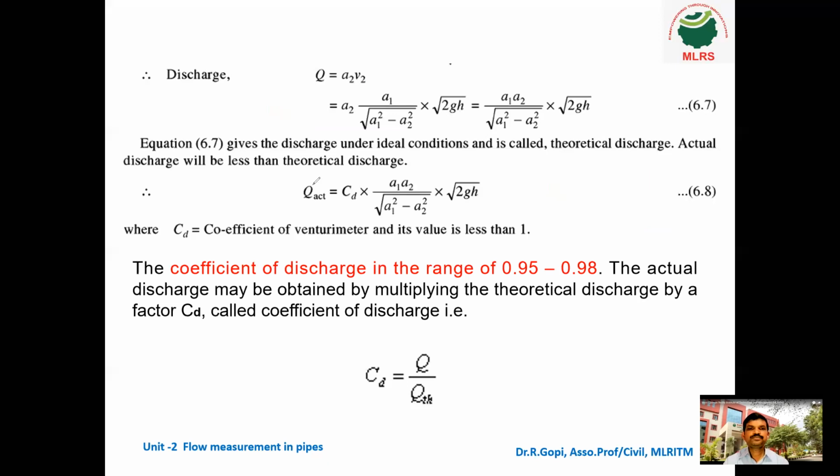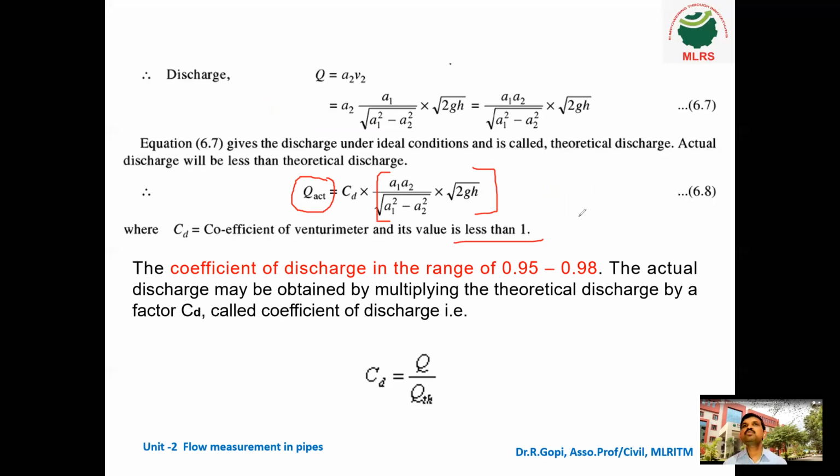So we need Q actual, which means CD into Q theoretical. Here we write Q actual is equal to CD into this portion, which is Q theoretical. How to calculate the CD value? CD is the coefficient of the venturimeter and its value is less than 1. So once we calculate Q actual and Q theoretical.